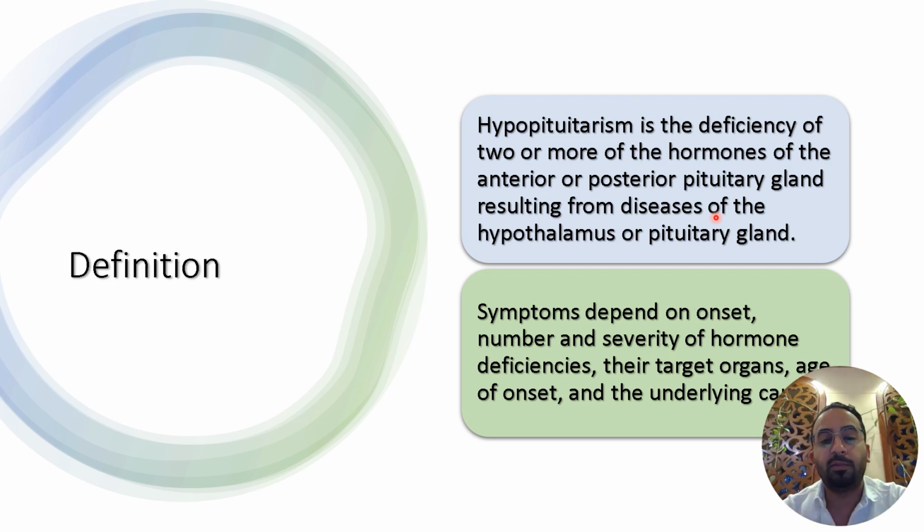And the presentation of hypopituitarism is dependent on the onset of the deficiency of these hormones, and importantly the number and the severity of the hormones affected and their target organs, and the age of presentation of the patients also affects the presentation. For example, if a patient has hypopituitarism with the gonadotrophin affected at an age of presentation below puberty, the patient will present with delayed puberty, and also in the case of growth hormone deficiency, the patient will have short stature.